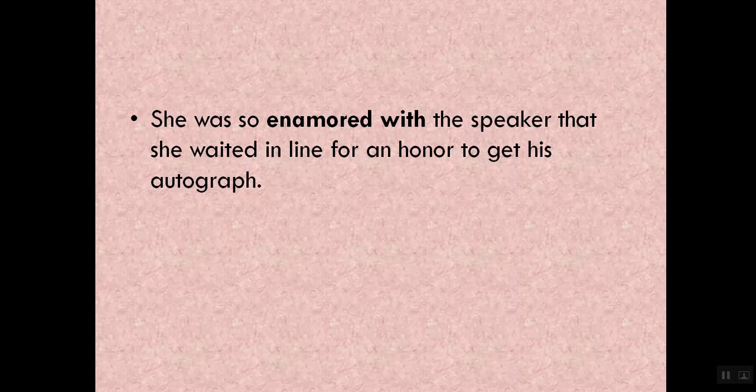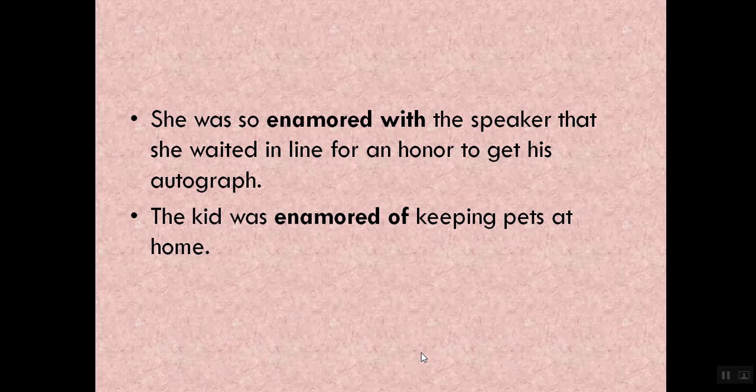So she waited in line. When someone waits in line, of course, let's admit that lines are so boring. Being in a line and waiting for something to happen is very boring. But she waited in order to get his autograph. So how does she feel toward this person, toward the speaker? She's enamored with him. So consider the context clue. Okay, let's move to the second one.